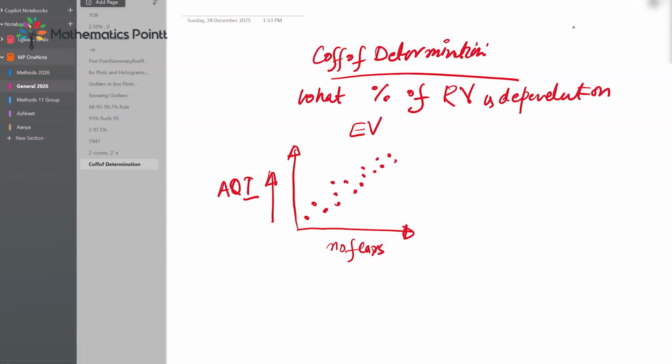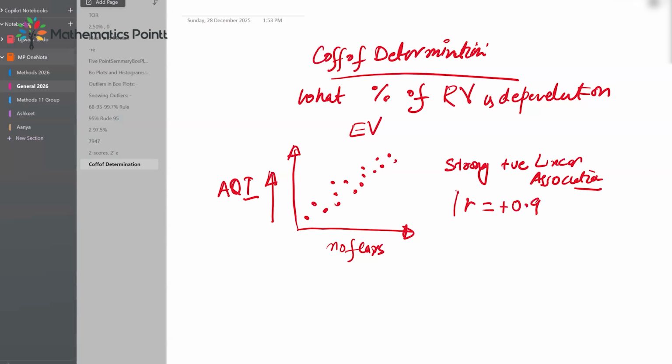Now, if I ask you what is the association? So you will say that this will be a strong positive linear association. And if I ask you, okay, give me the value of R. So either you will guess it or you will find it on your calculator. And let's say the R value that you've got is positive 0.9.